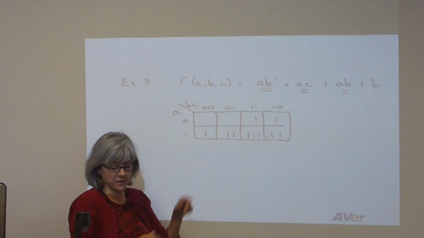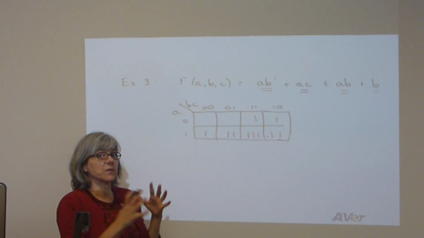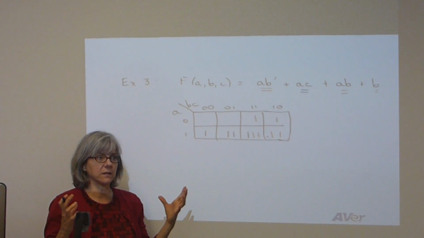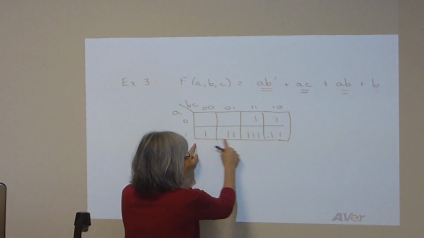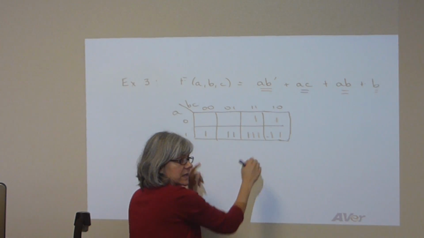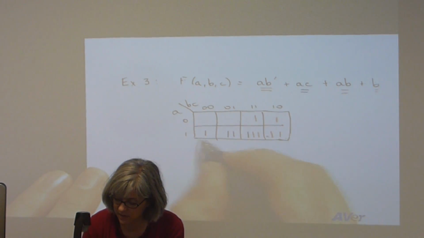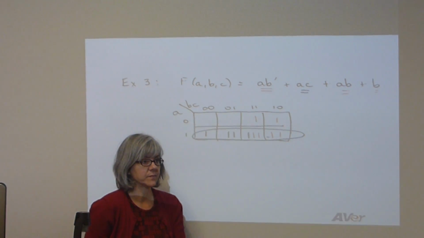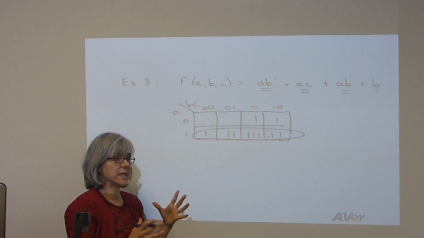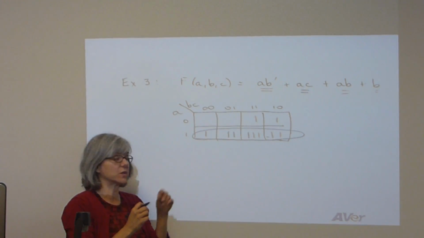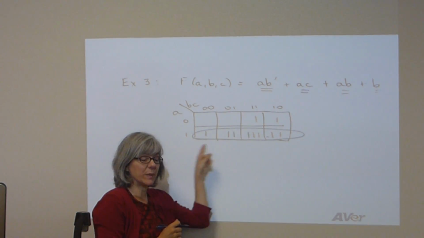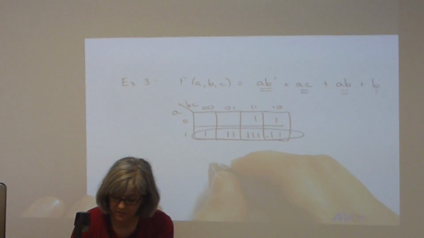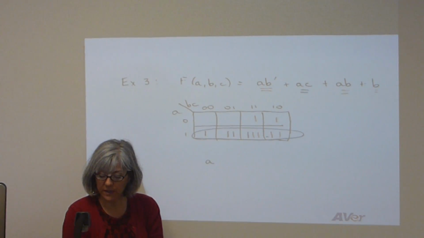So looking at this, what do I see? I'm looking for the biggest group I can find. I can't circle all 8, and I can't circle 6, but I can get this whole group of 4, right? That's all those 1s. So I can do this. What is constant in that? Whatever is constant is what counts, so what's the only thing that's constant? A is equal to 1. B and C don't matter. So that's just A.